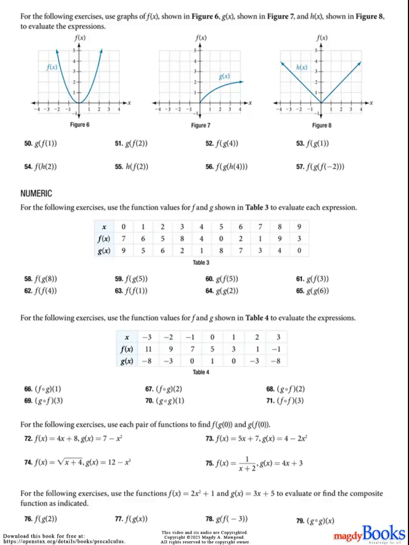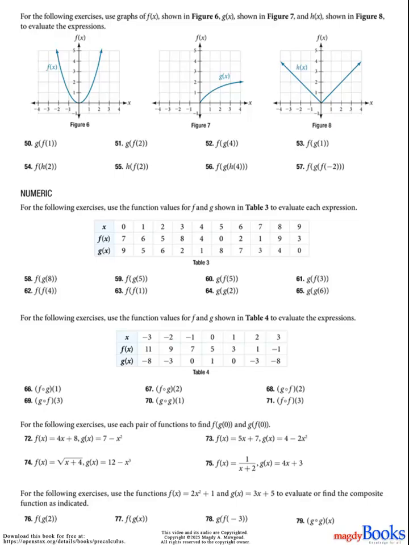For the following exercises, use each pair of functions to find f of g of 0 and g of f of 0. 72. f of x equals 4x plus 8, g of x equals 7 minus x squared. 73. f of x equals 5x plus 7, g of x equals 4 minus 2x squared.